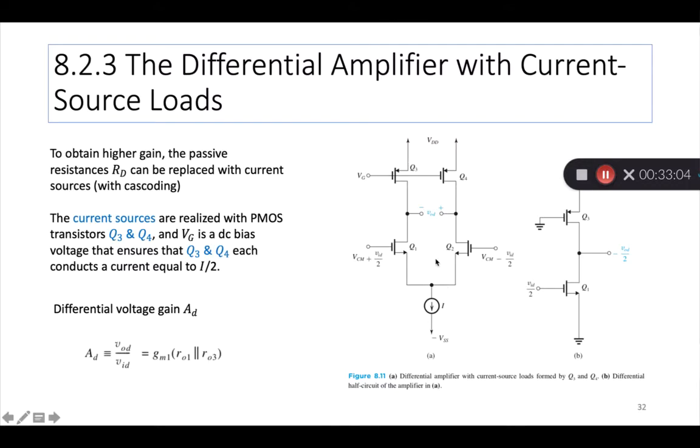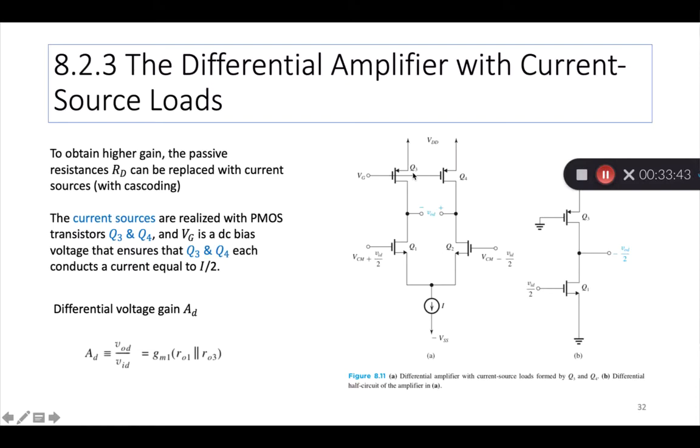And you can do the analysis of this using the half circuit approach also. And see how the inputs are still applied differentially. There's a VCM plus VID by 2 and a VCM minus VID by 2. The output can be taken differentially also. The differential voltage gain in this configuration is gm1 into RO1 in parallel with RO3. So it's not just RO1 anymore. It's RO1 in parallel with RO3.